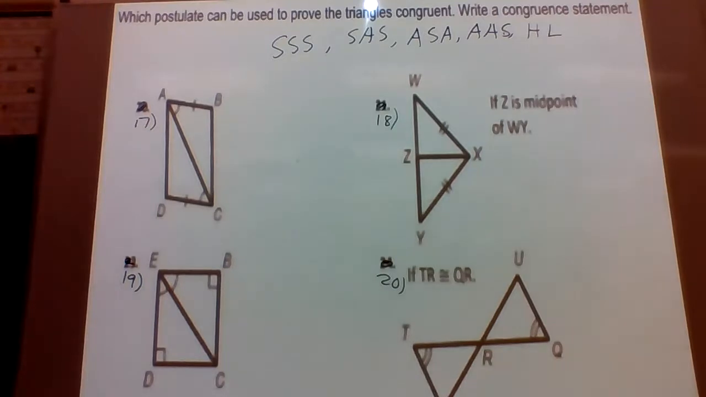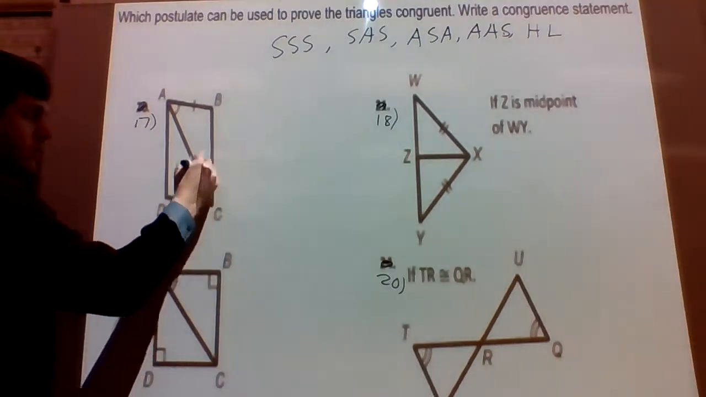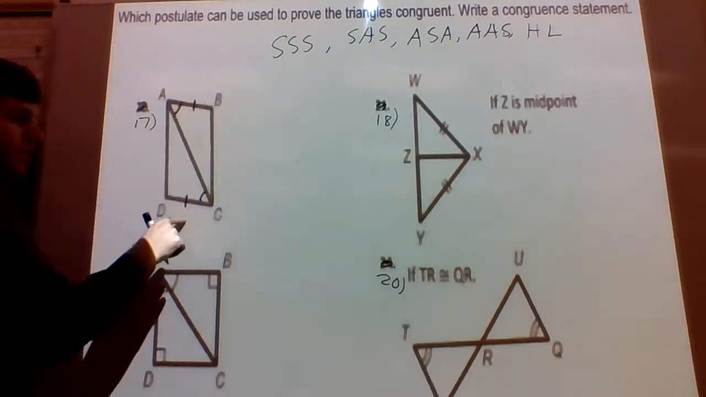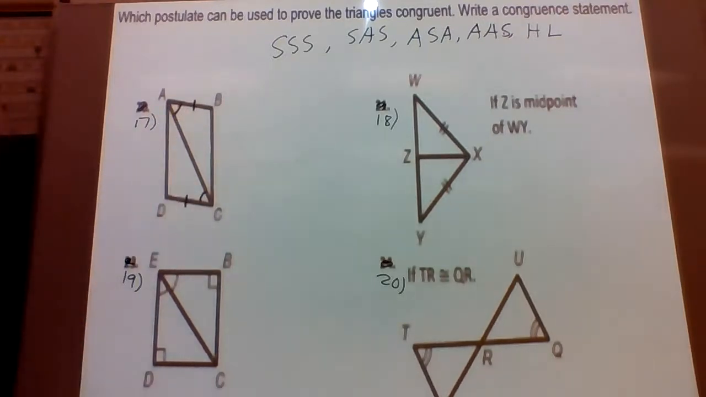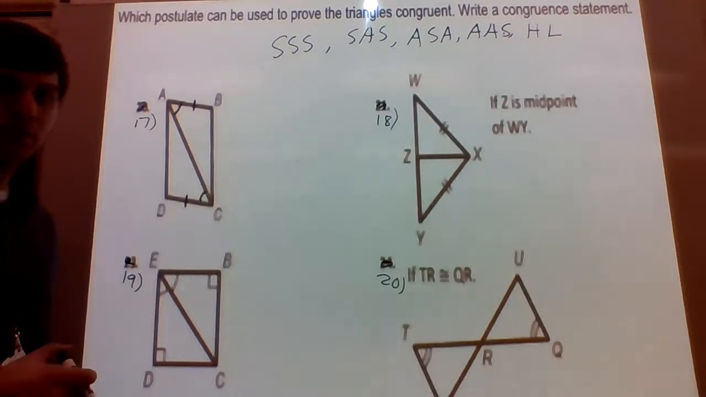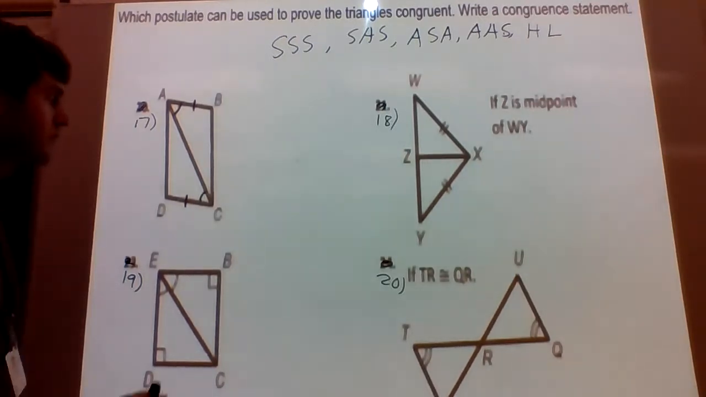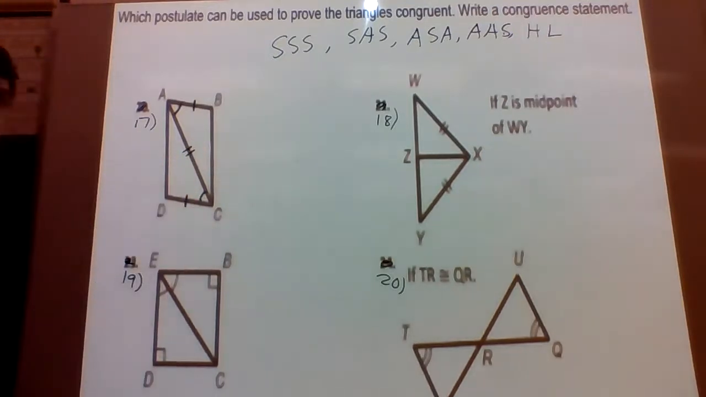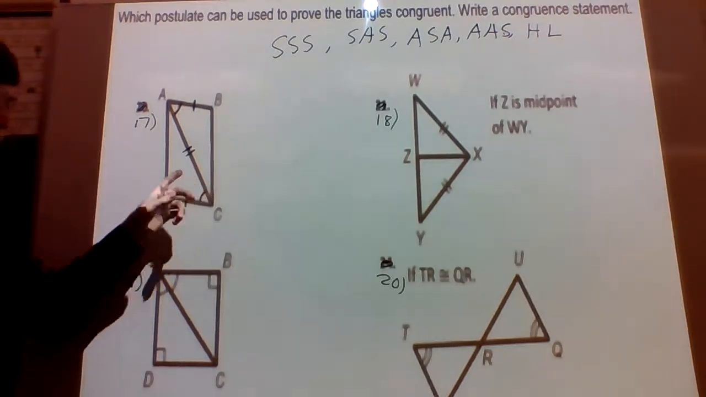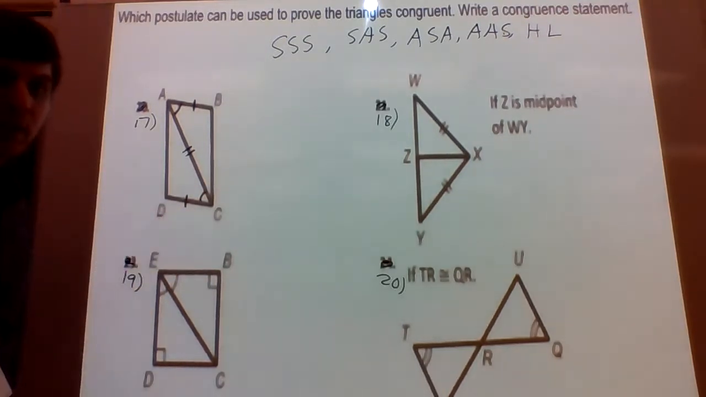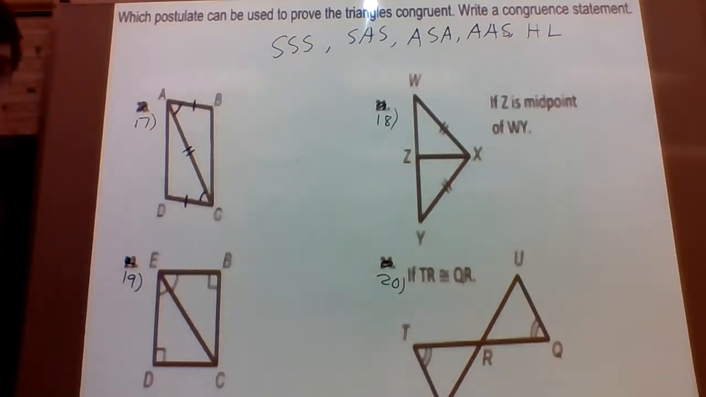Okay, the first one, we notice we have 1 pair of congruent sides and 1 pair of congruent angles. We need 3 pairs of congruent sides and/or angles. So we want to look for shared sides or vertical angles. We notice here we have shared sides. So AC is congruent to AC by the reflexive property. Now we have 3 pairs of congruent parts. We go ahead and see which one of our postulates is going to work.